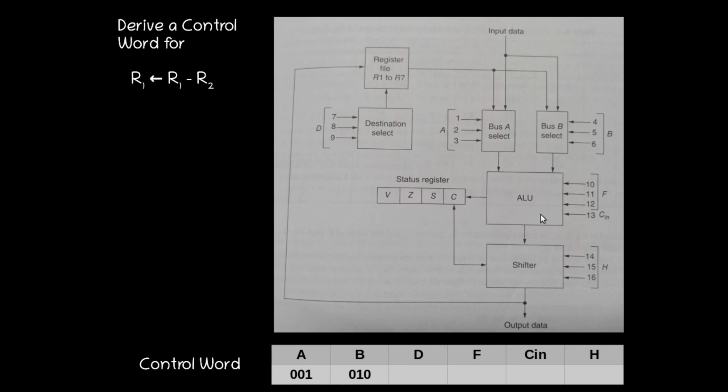This ALU will perform the operation, and after performing it we have to store the result back into the R1 register. So for the destination we have to give 001. Then how will the operation be performed? For selecting the operation we have to give the F value and C in. Based on that the ALU will perform some operation, and the result will be given to the shifter unit, and this operation will also update the status register.